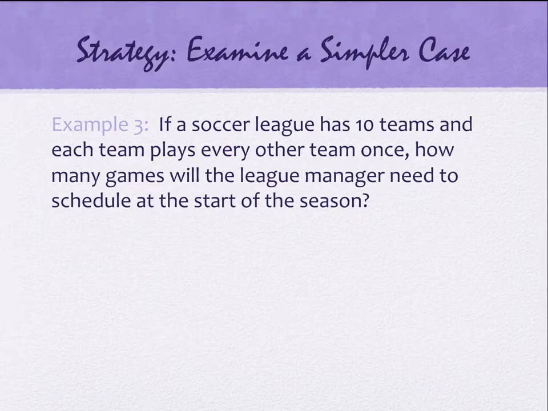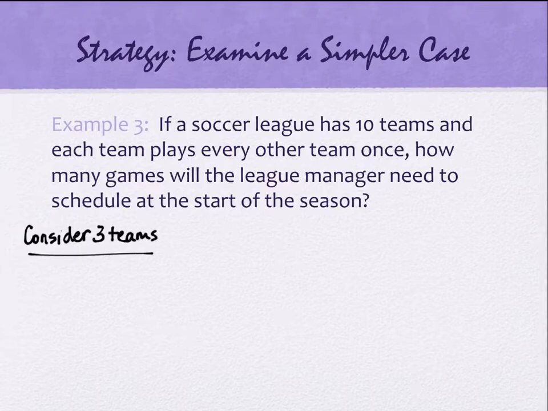As we're taking a look at this example, the 10 teams makes it a difficult problem. But if we simplify the number of teams, it's easier to see what's happening and then how to generalize it back to the 10 teams that we started with. So let's consider what would happen if we had 3 teams. Just for ease, we're going to call the teams A, B, and C. I'm going to start by listing all of the games that would be necessary.